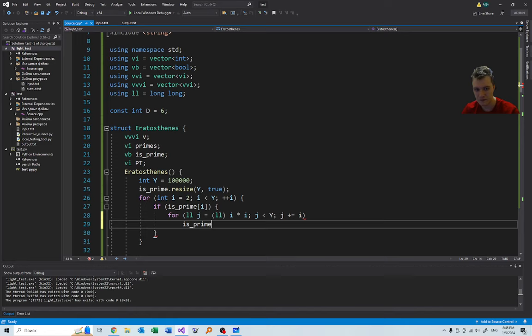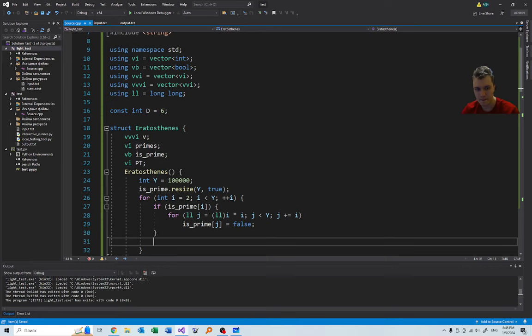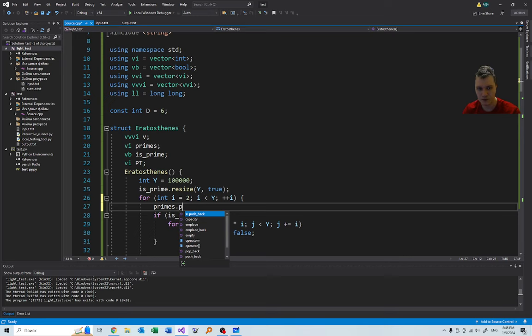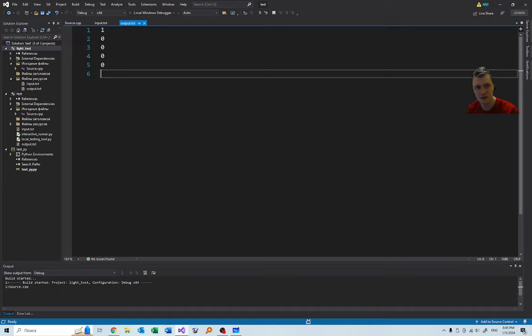Then we also need to push it back into the primes. Primes dot pushback of I. Now this is some sort of correct.